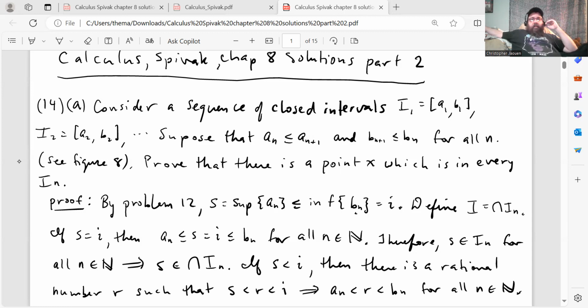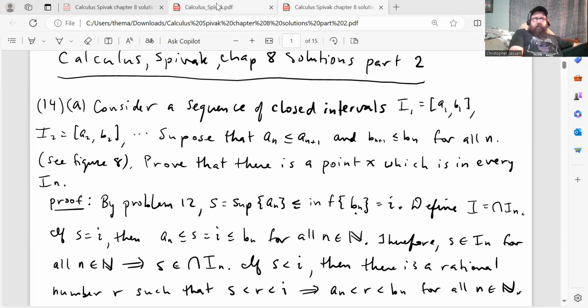I basically did almost every single problem in chapter 8. But anyway, 14a says this: consider a sequence of closed intervals, and he's defining how we're going to make them here. So I1 is the closed interval from A1 to B1. The interval I2 is the closed interval from A2 to B2, and so on like that. Suppose that AN is less than or equal to AN plus 1, and BN plus 1 is less than or equal to BN for all n. So in other words, the lower endpoints are an increasing sequence, and the upper endpoints are a decreasing sequence.